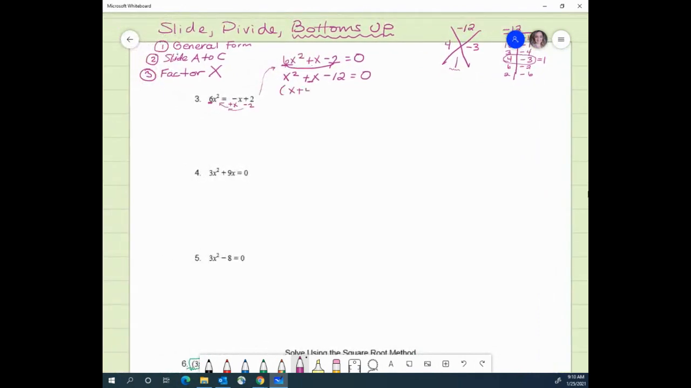So x plus 4, x minus 3 equals 0. Okay, this next step is the one that everybody forgets. Step number 4 is really important. Everybody forgets it. And this is divide by a. This is the number that you slid. So x plus 4, but I'm going to divide by 6. X minus 3, but I'm going to divide by 6.